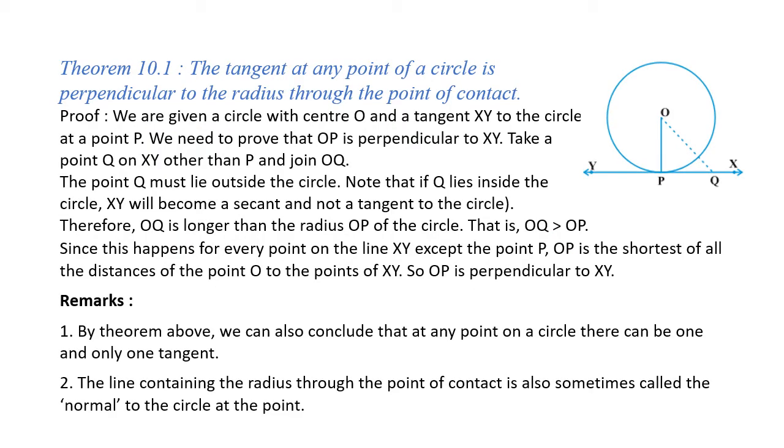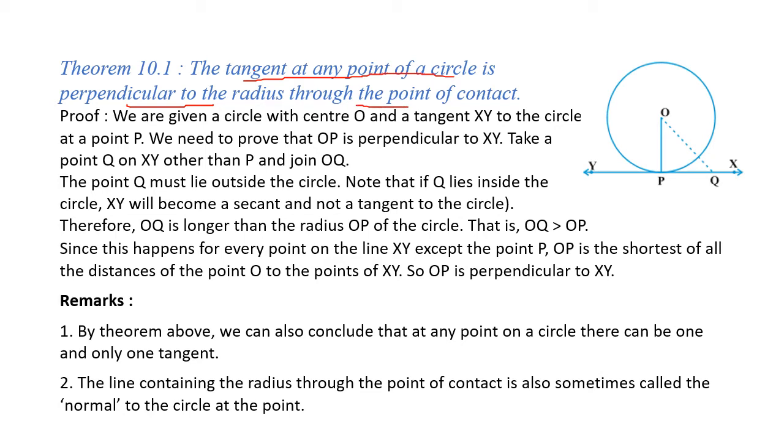Now we go to a theorem. We have to understand this theorem. What is theorem 10.1? The theorem says the tangent at any point of a circle is perpendicular to the radius through the point of contact. So in the diagram we saw that it is perpendicular. Now we have to prove it. Now you understood the theorem.